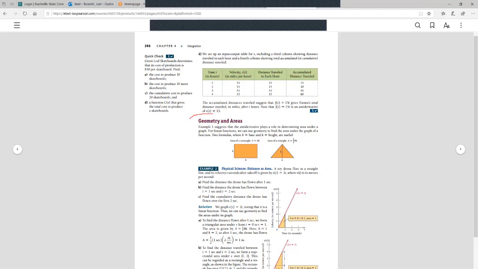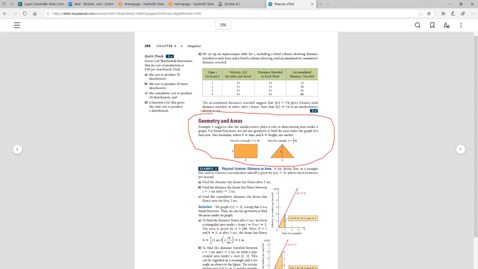And we have geometry and areas. Example 1 suggests that antiderivatives play a role in determining area under a graph. For linear functions, we can use geometry to find the area under the graph of a function. Two formulas with base b and height h are useful. Most of us are probably familiar with how to find the area of a rectangle, which is base times height, and finding the area of a triangle, which is 1/2 base times height.